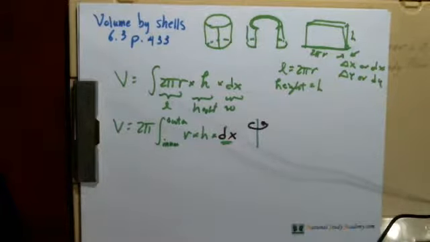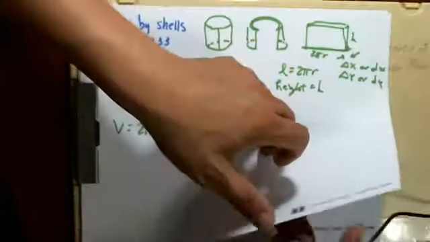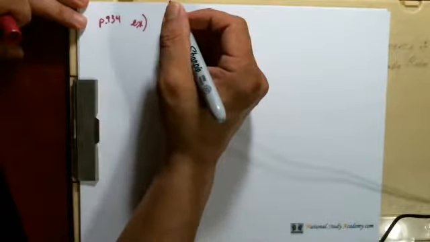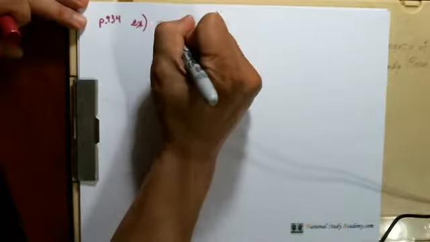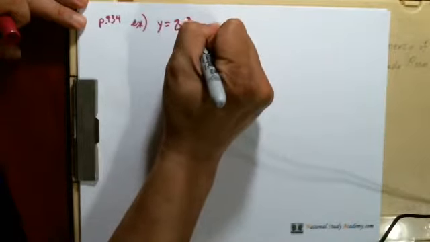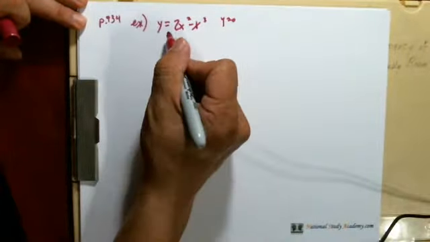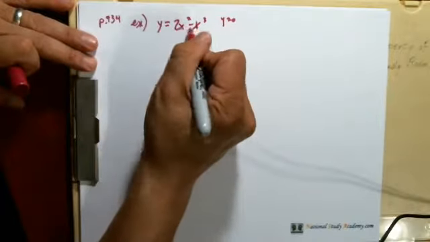Okay, so let's start a problem, example number 1. I don't have enough space, so I'm going to use a different paper. This is on page 434, example 1. You're going to find the volume of the solid obtained by rotating about the y-axis the region bounded by y equals 2x squared minus x cubed, and the line y equals 0. What kind of line is y equals 0? It's a horizontal axis.